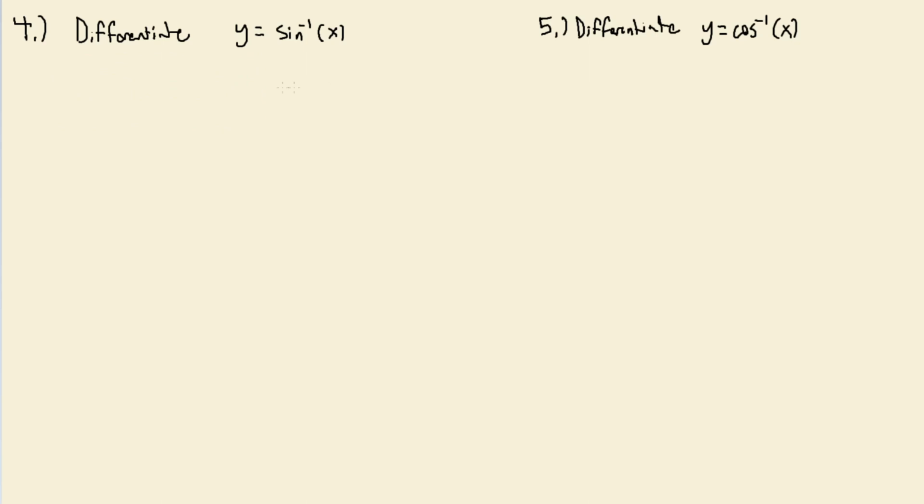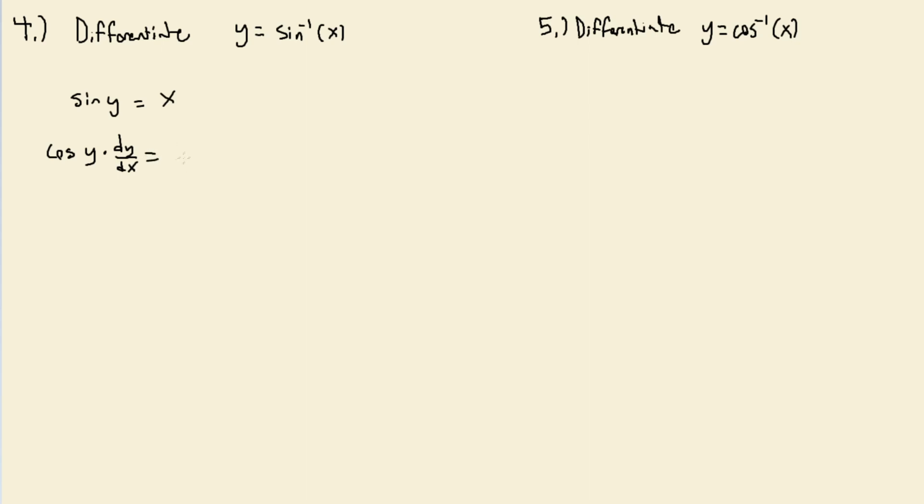And so this is a great candidate for implicit differentiation, because we could just take the sine of both sides. We get that the sine of y is equal to x. And this is very easy to differentiate. It's just going to be cosine of y, taking the derivative of this with respect to y, and then multiplying by the derivative of y with respect to x, just using that chain rule.